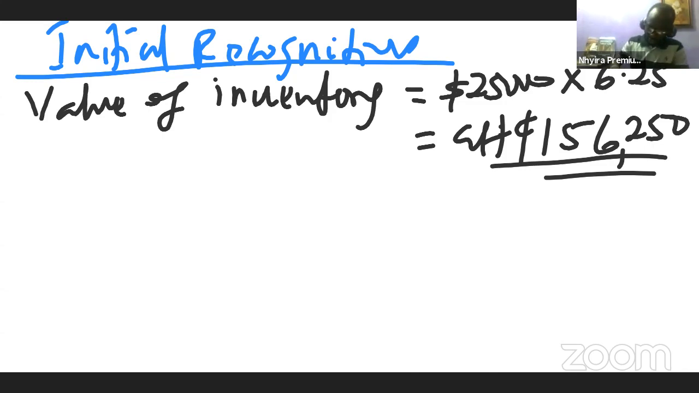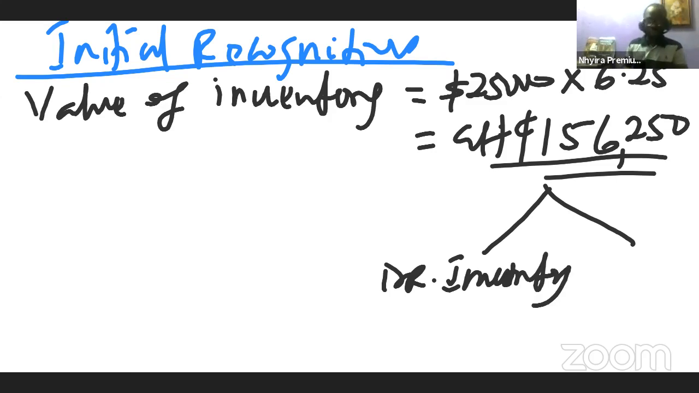Now, what is the double entry? Remember, we bought it on credit. So we debit the inventory, and remember, inventory is a non-monetary item, and we debit it with that amount. Then we will credit payables, that's trade payables, with the amount.